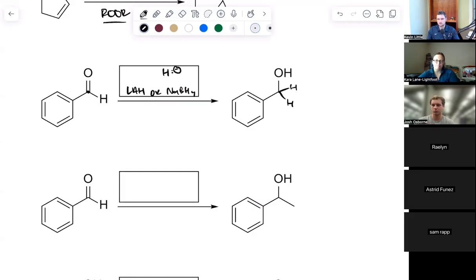That was the other alternative. I'm cool with both answers. I'd be able to recognize both answers. All right, these are nucleophilic hydrides.